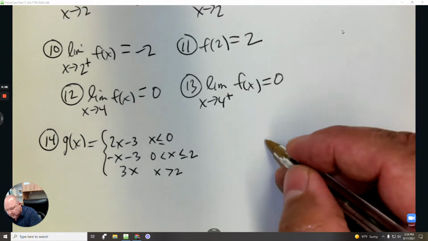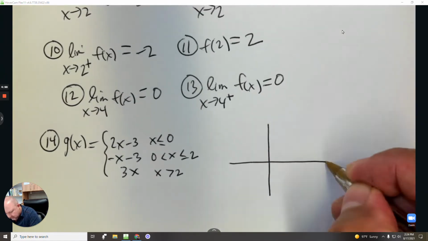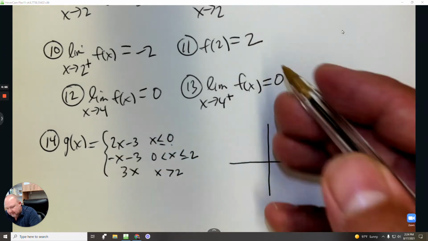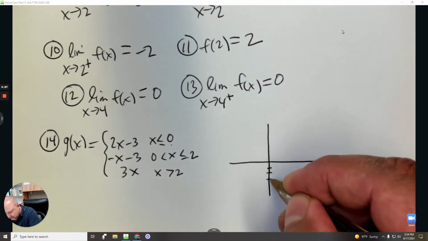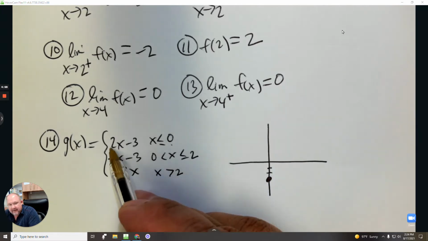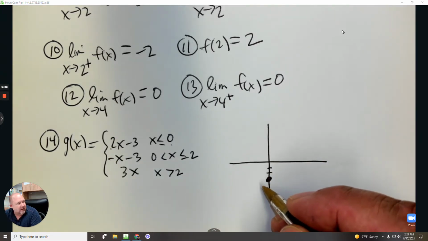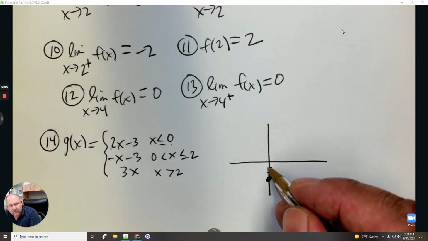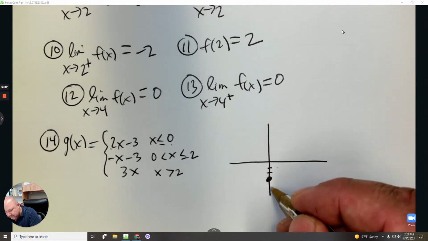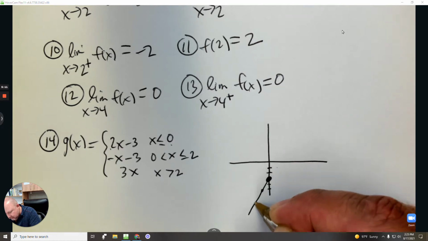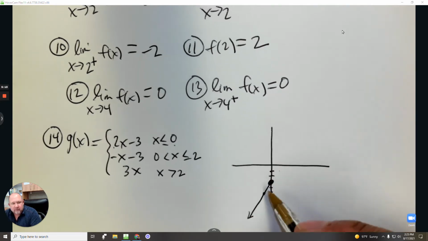So how am I going to graph this? So let's start with 0. If I plug 0 into the top piece, I get the answer -3, and the slope is 2. So if you like, you're going to go up 2, but we want it from here. So we're going to go down 2 and left 1. So there's the first piece in terms of what it looks like.